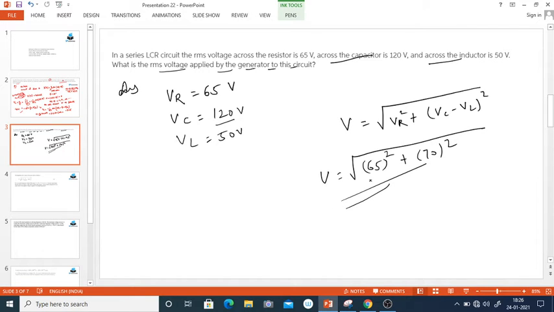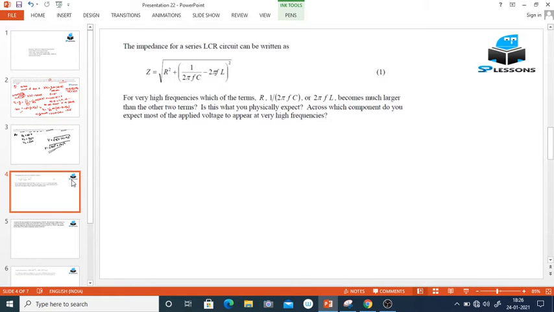Okay, go through the next question, which is the impedance of a series LCR circuit, which is equals to Z, and it is given by Z, which is equals to root of R square plus 1 upon 2 pi FC minus 2 pi FL whole square.